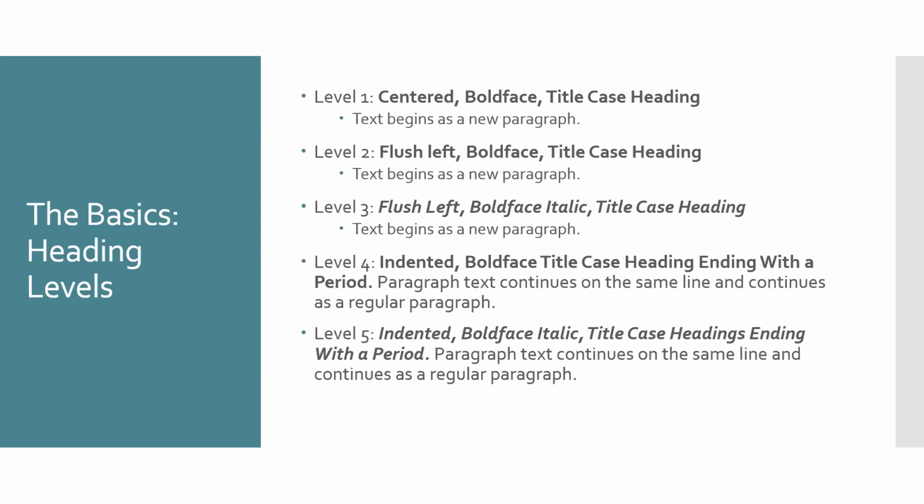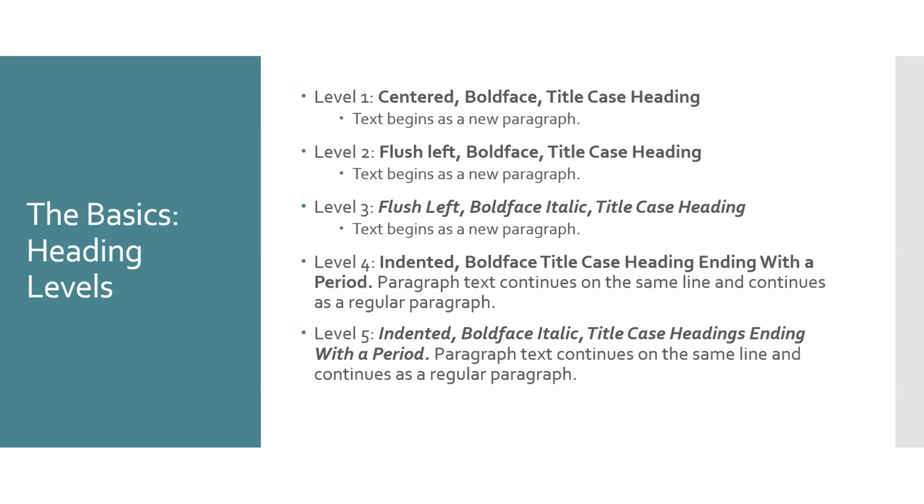Level 3 is very similar to level 2, except this time we're going to italicize our flush left headings. In this case, that would be something along the lines of, if under your participant section you're listing the sample size, sample size is going to be a level 3 heading where it's flush left, bold italics, and then right underneath, your text is going to start as a new paragraph.